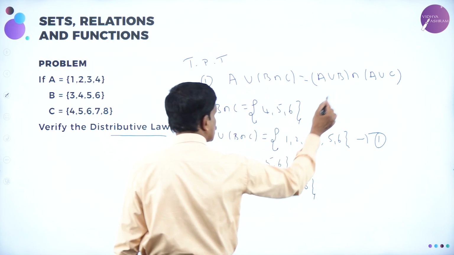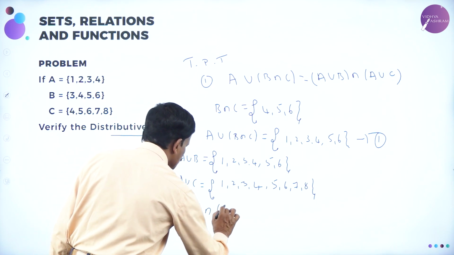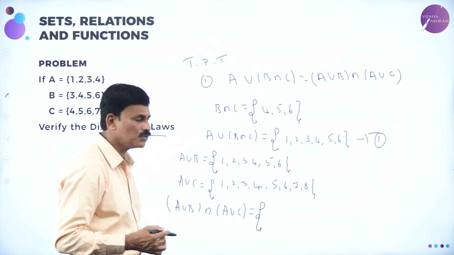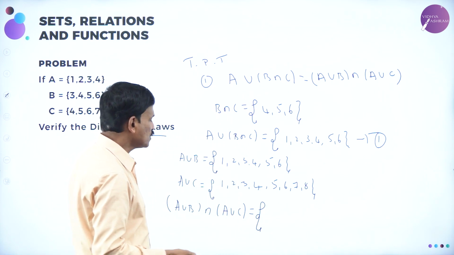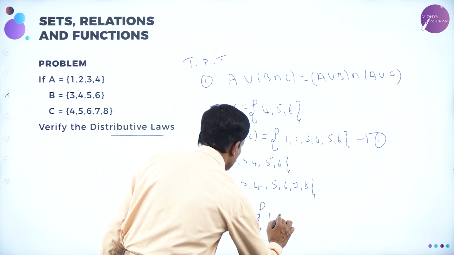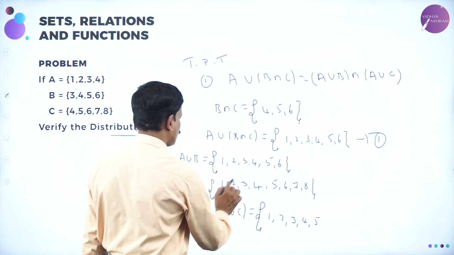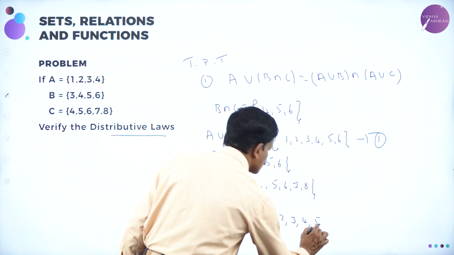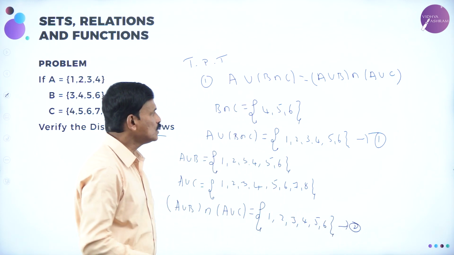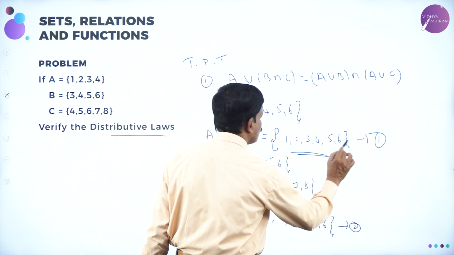Now, the intersection of these two, A union B intersection A union C. Take the intersection. Intersection is nothing but the common elements in this. Common is 1, 2, 3, 4, 5. 6 is also here. 7, 8 is not there. Let us represent this as equation number 2. See equation 1 and 2. What is here from 1 and 2? 1 contains 1, 2, 3, 4, 5, 6.